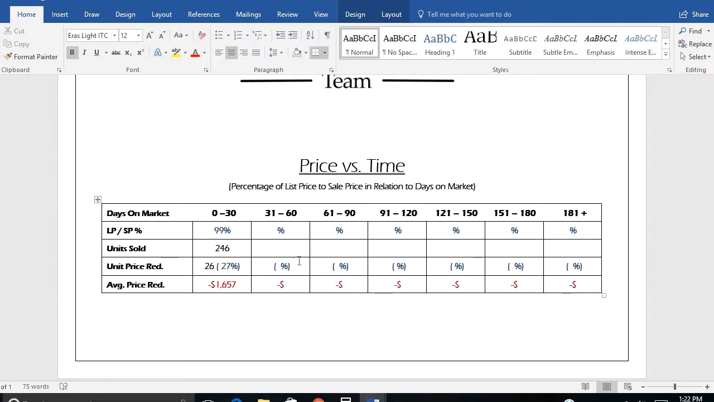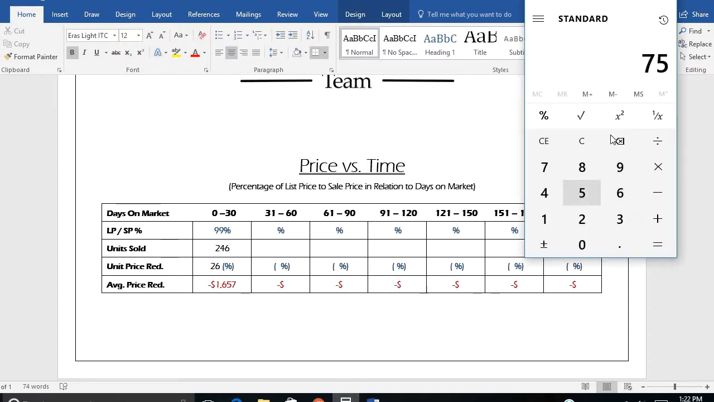Okay, now what I like to do is, again, put in the percentage. What percentage is how many reduced of how many actually sold? Because what we're going to show is a trend that the longer they sit on the market, more of the houses that actually did sell had a price reduction. Okay, it's just furthering our story, if you will.